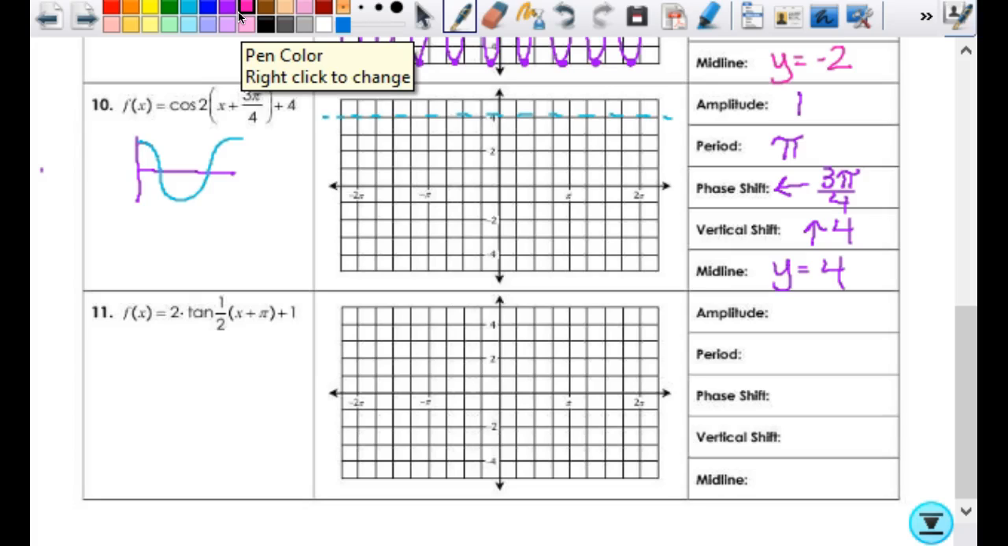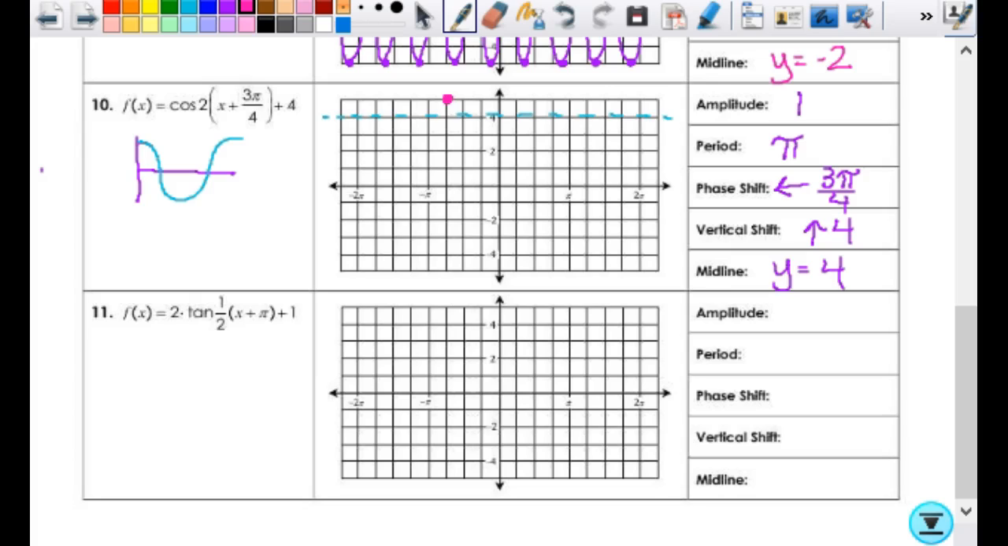So I start at 0, 1, right? So at 0 is really my new midline, up 1. But my phase shift is to the left 3 pi fourths, so I go 1, 2, 3 pi fourths. There's my new point. Always look at your scale. They're all spaced by pi fourths, but it's possible you could get a graph where it's not, so just make sure you're not making stuff up.